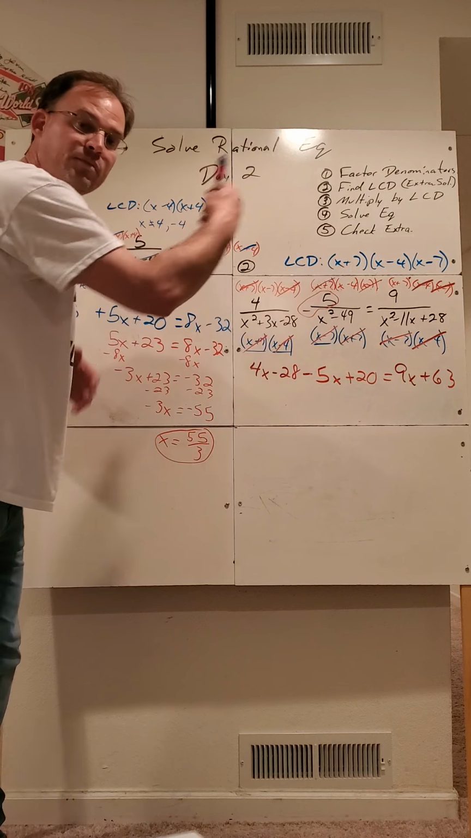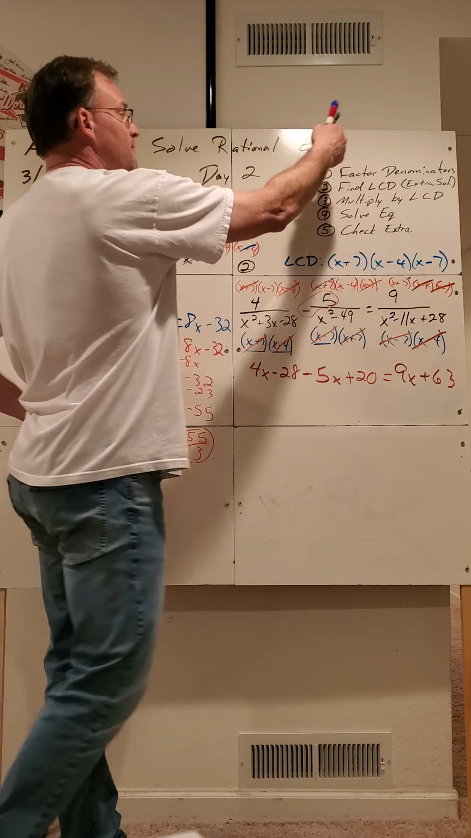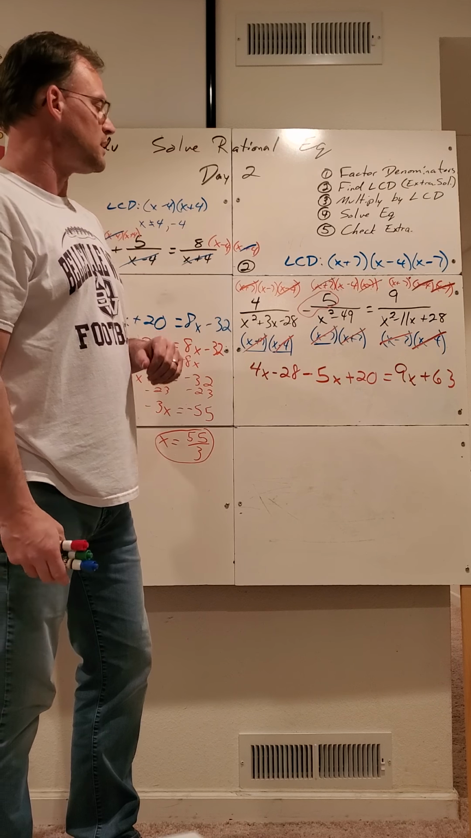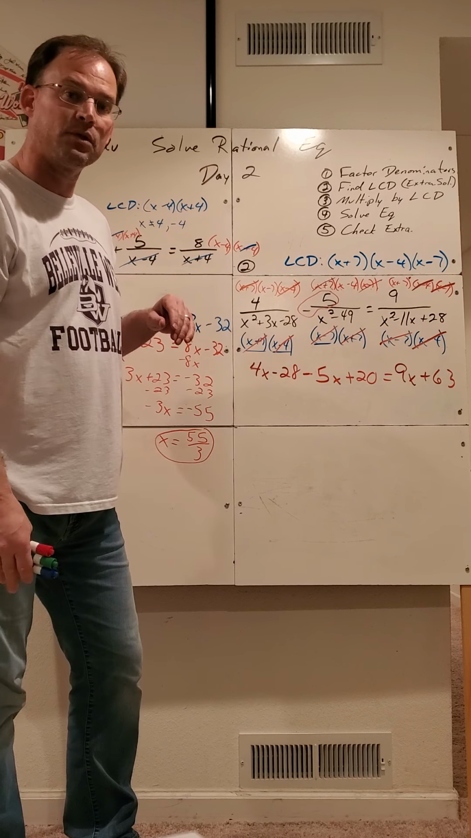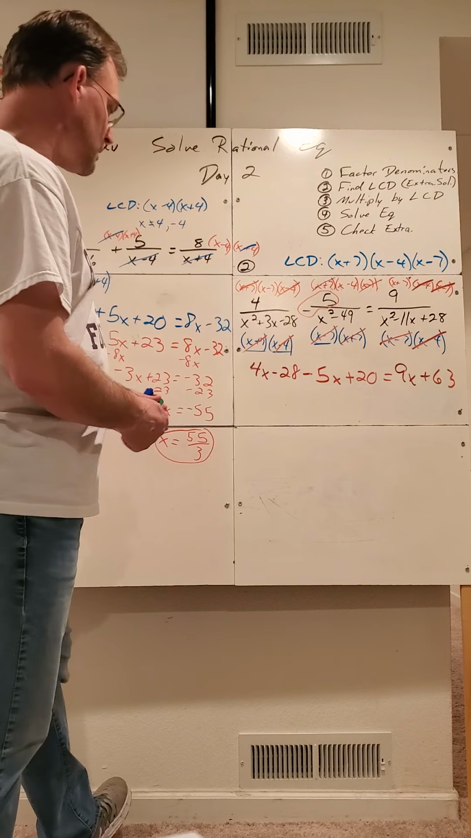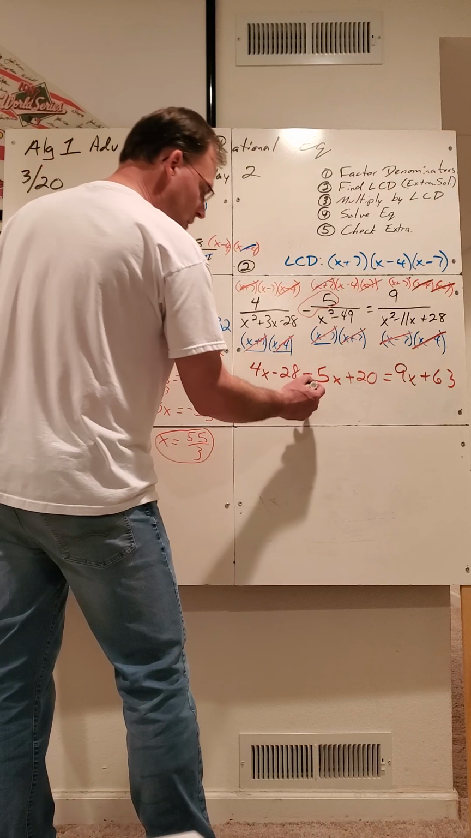Again, I'm doing the same thing over and over again. I have factored the denominator. Find the LCD, multiply by the LCD. That's the 3 steps. From here, I have an equation to solve. This is some easy peasy stuff.